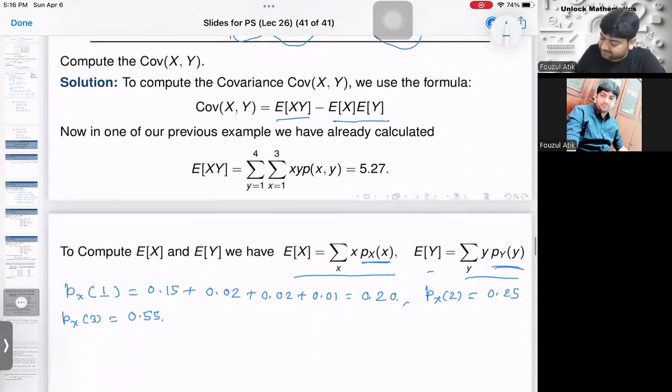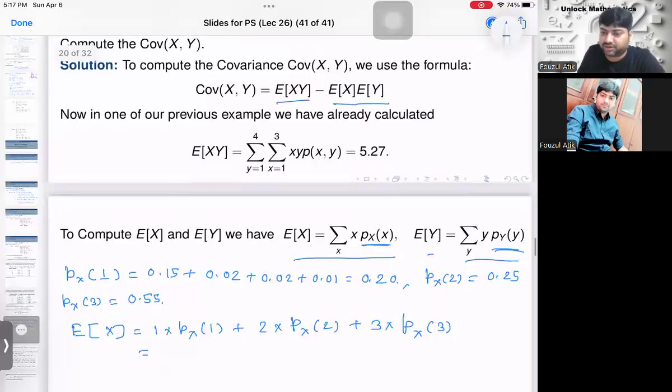And therefore expectation of x is the summation of x into p_X(x). So what are the x values? 1 into p_X(1) plus 2 into p_X(2) plus 3 into p_X(3), right? So 1 into 0.20 plus 2 into 0.25 plus 3 into 0.55. And then if you just simplify it, we'll be getting this value as 0.35.